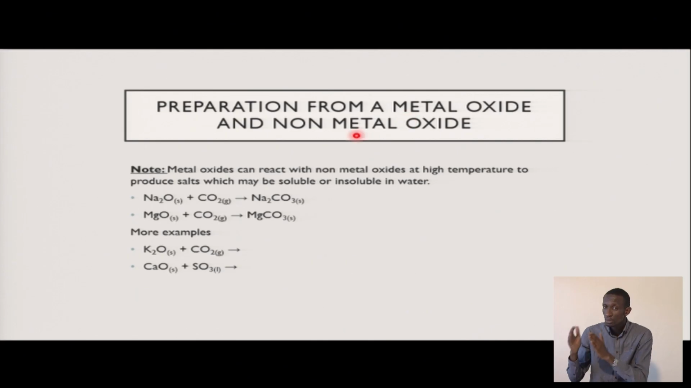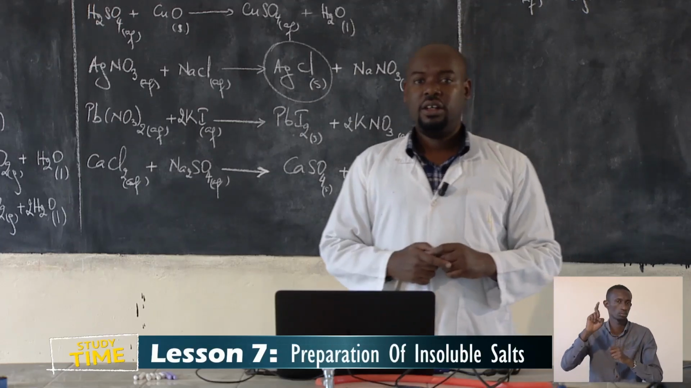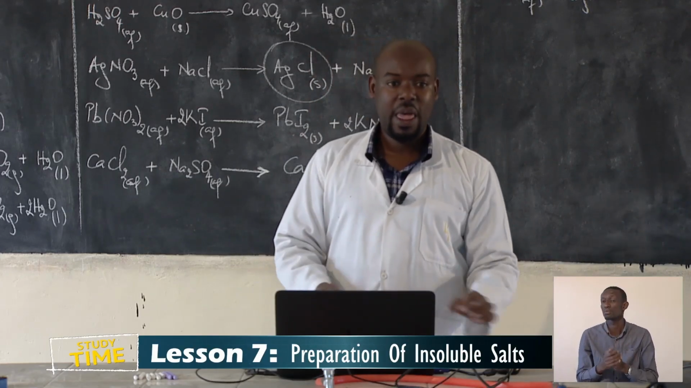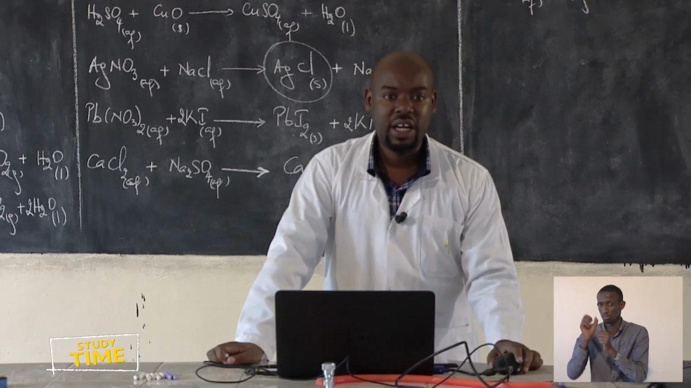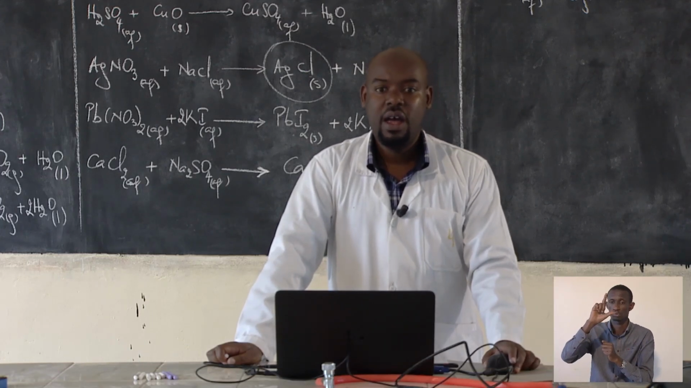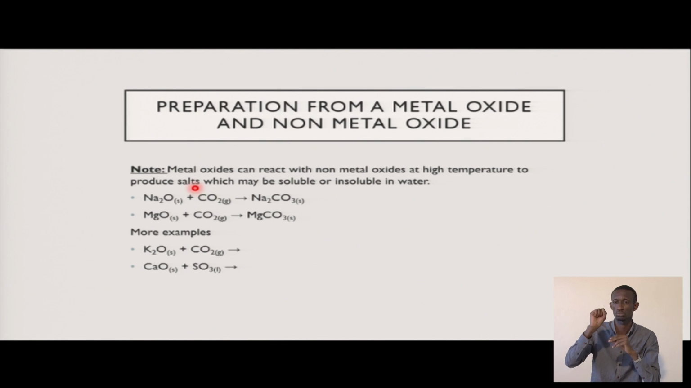Preparation from a metal oxide and a non-metal oxide. It is possible to have salts, whether soluble or insoluble, as said here. Metal oxides can react with non-metal oxides at high temperature to produce salts which may be soluble or insoluble in water. We have the examples here. They are complete. They are common to us. Sodium oxide reacting with carbon dioxide, we produce sodium carbonate. Very simple and clear. Magnesium oxide with carbon dioxide, magnesium carbonate.